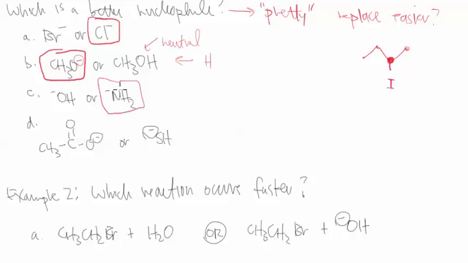If I take a look at D, here we have two choices. These choices we might be unfamiliar with. This one is really coming from a carboxylic acid. So this was a carboxylic acid. We don't know too much about that yet. We've not talked about the reactions of carboxylic acids, but we will in the future. And then this SH is called a thiol.